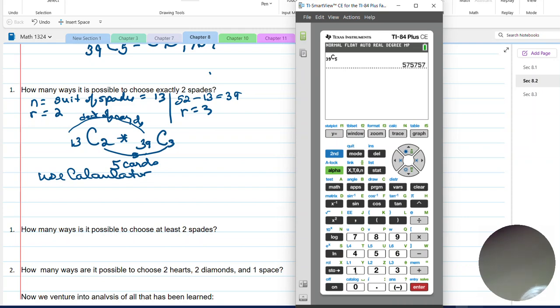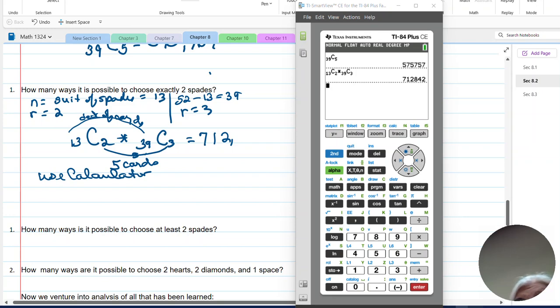All right, so here we go. I'm going to enter the 13, math, PROB, number 3, choose 2, side arrow, times 39, math, PROB, number 3, choose 3. Okay. And that's going to give us 712,842.